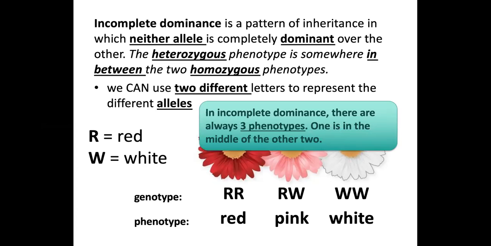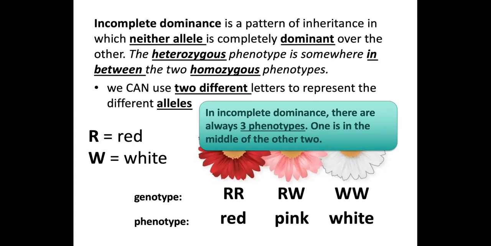So the best way to remember this is that in incomplete dominance, there are always three phenotypes, okay? One being in the middle of the other two. So in complete dominance, which we talked about yesterday, there's only two phenotypes: brown, blue, green, yellow, tall, short, hitchhiker's thumb, no hitchhiker's thumb. In incomplete dominance, there are 3: red, white, pink, black, white, gray. Always 3.